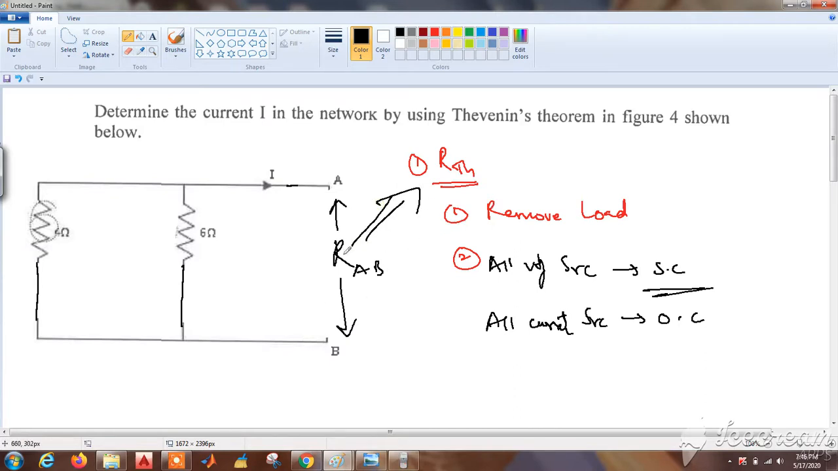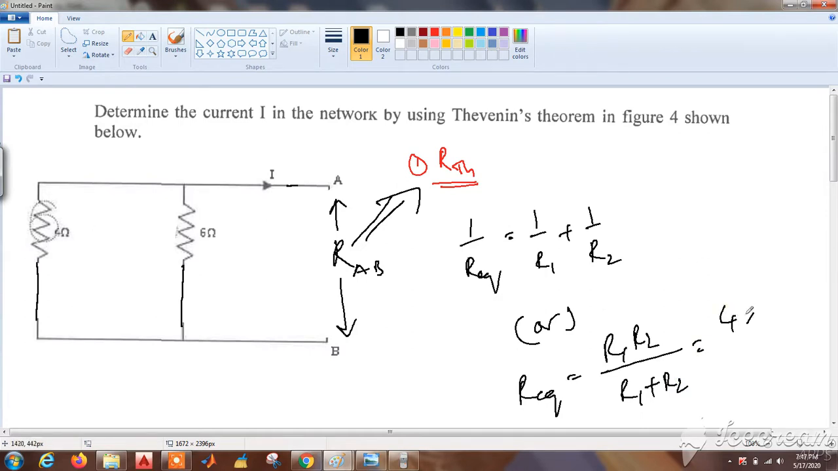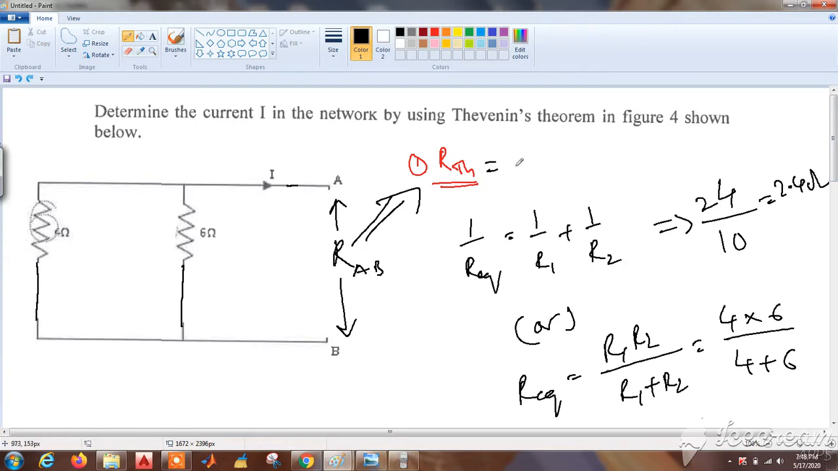So we can see that in RAB, 4 ohms and 6 ohms are connected in parallel. We know that when two resistors are in parallel, 1 by R equivalent is equal to 1 by R1 plus 1 by R2. If we simplify this, we get R equivalent is equal to R1 R2 divided by R1 plus R2. So we have 4 and 6 ohms, so 4 into 6 divided by 4 plus 6. That is, we'll get 24 divided by 10, that is 2.4 ohms. Therefore RTH is equal to 2.4 ohms.